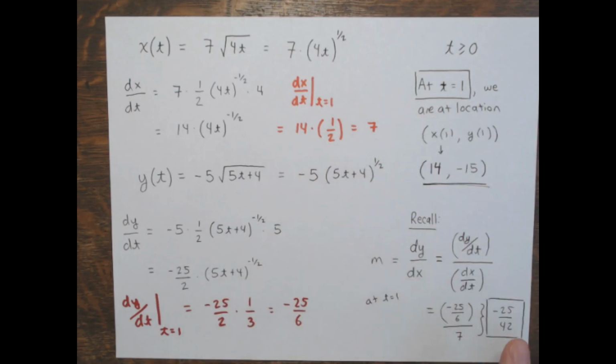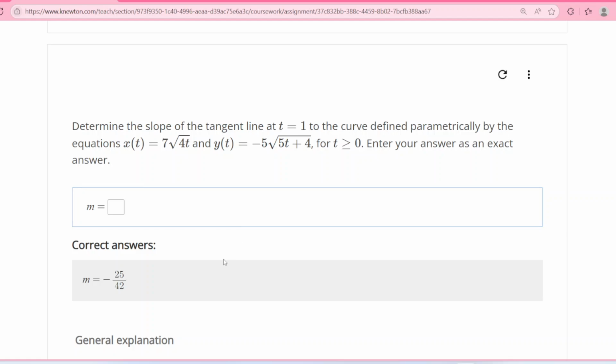All right, so we'll go back to the website. You can see that that is indeed the solution, right? Negative 25 over 42, just like I showed you how to get. But I want to also verify this visually. I do like to do that quite often.